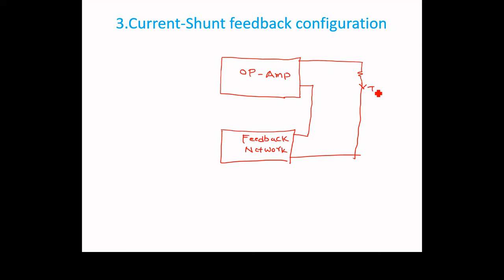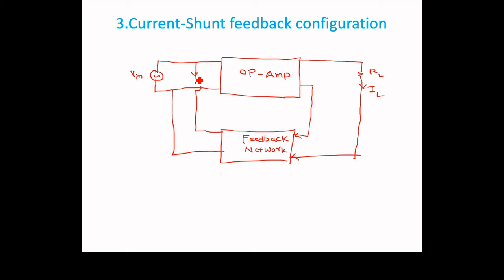The same current will be given as an input to the feedback network. So at the input side, we'll have the shunt connection, right? So this is how we have to connect the current shunt.